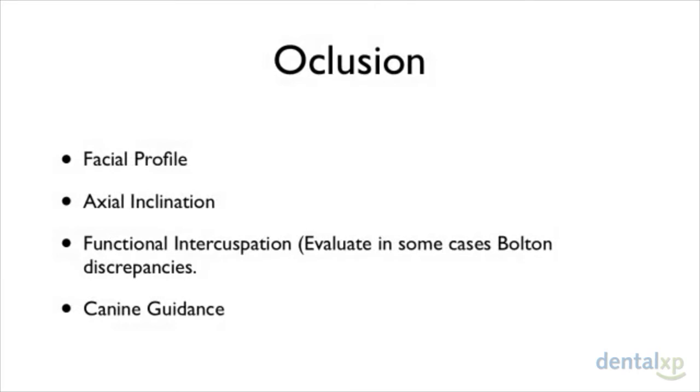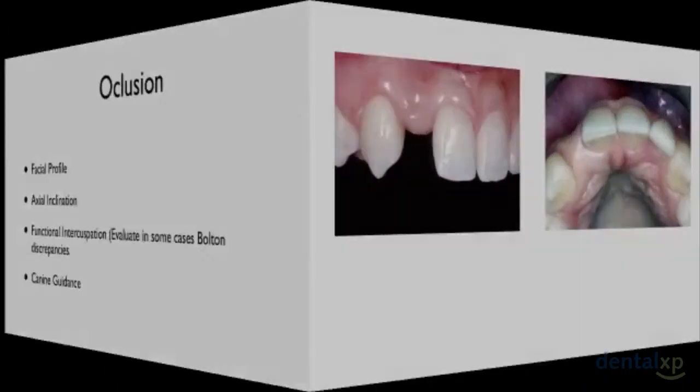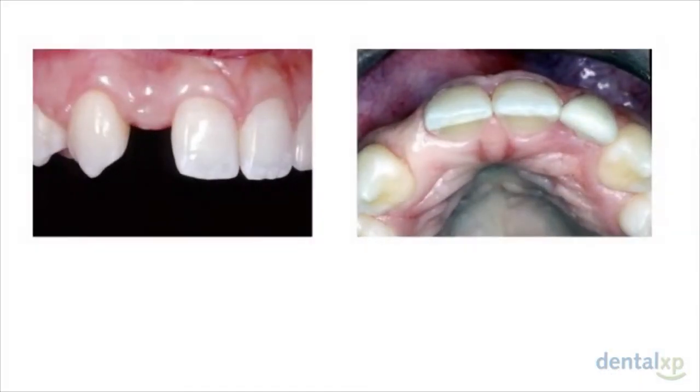On the occlusion, we will analyze basically the facial profile, the axial inclination, and the functional intercuspation. In some cases, we will do a Bolton analysis. This is the scenario clinically at the end of orthodontic therapy in our first patient today. She's ready to start with the periodontal implant evaluation.